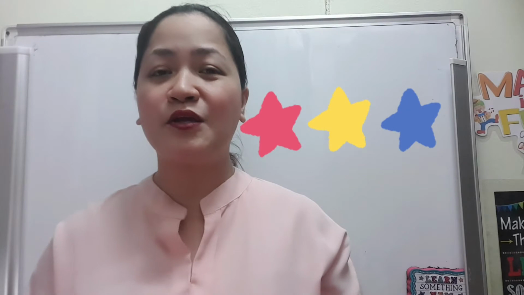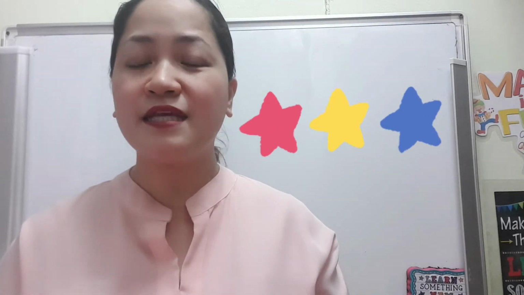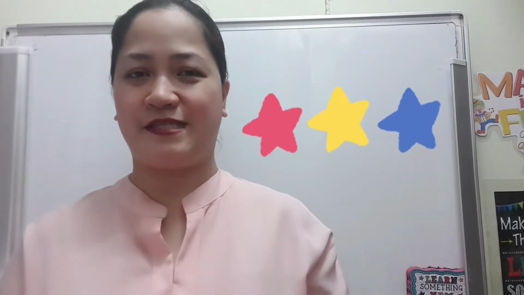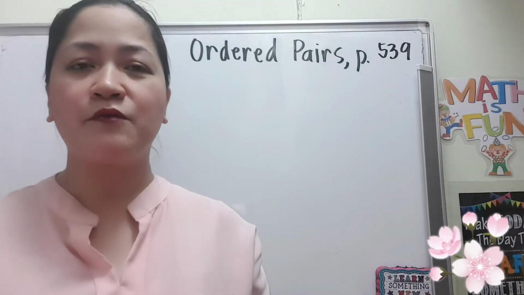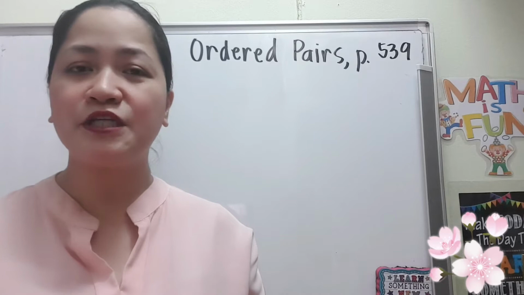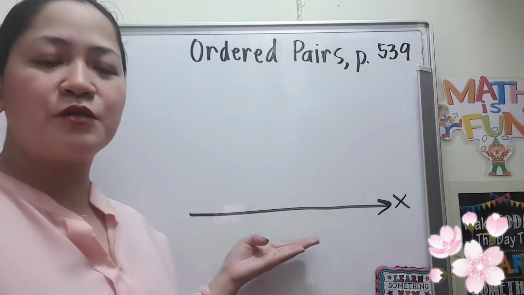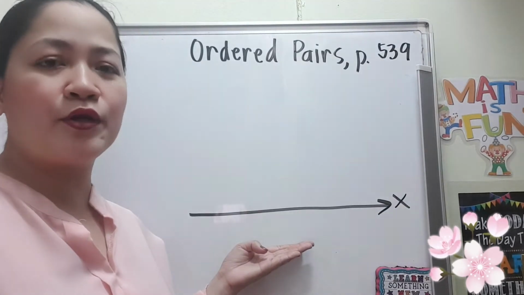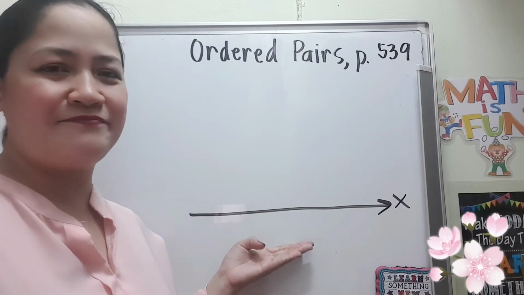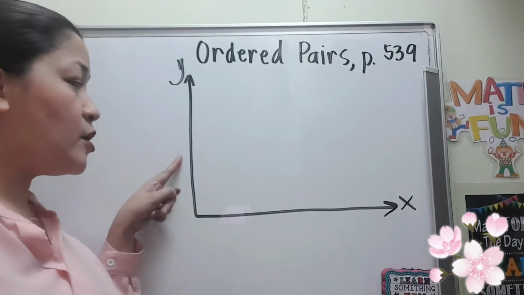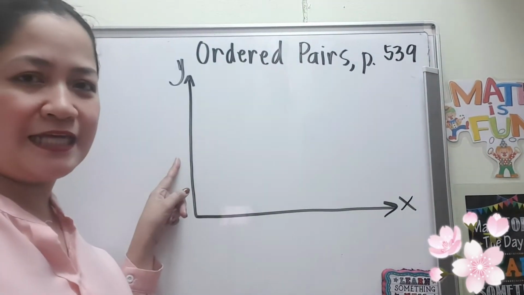So for today, we are going to have another lesson from another chapter, and this is about ordered pairs. Before we plot points on our coordinate grid, let us first know its parts. We have what we call the x-axis, or the horizontal number line. We also have the y-axis, or the vertical number line.